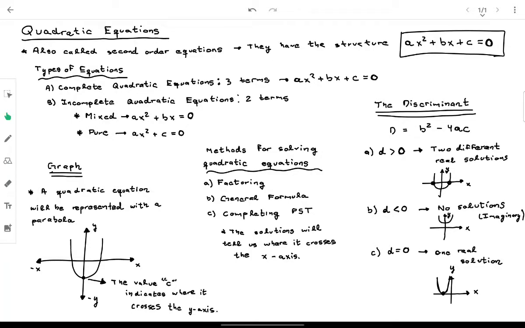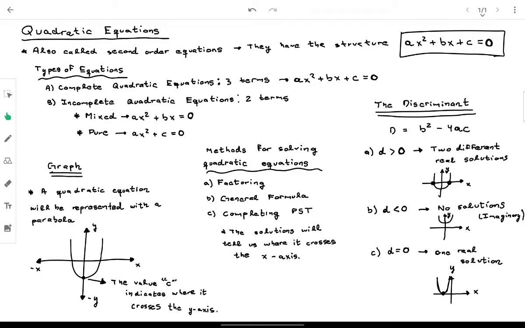Today we are going to start with a new, super important topic called quadratic equations. Why is it an important topic? Because you will use it in many other subjects: in physics, in chemistry, in other types of math. So it's going to be a super important topic.